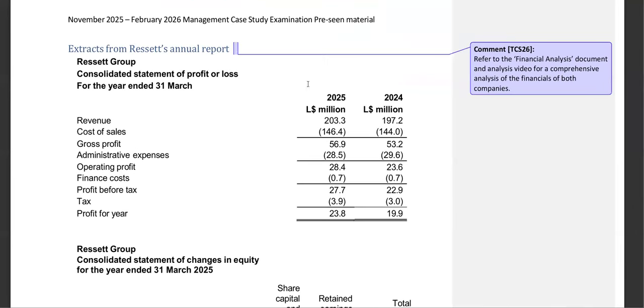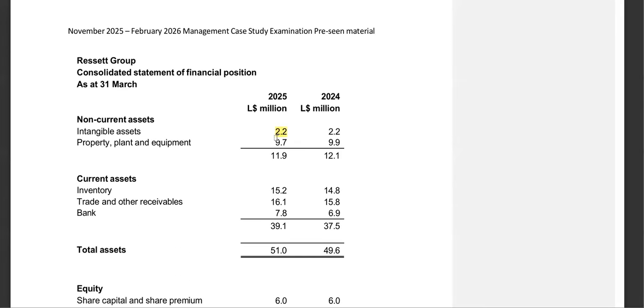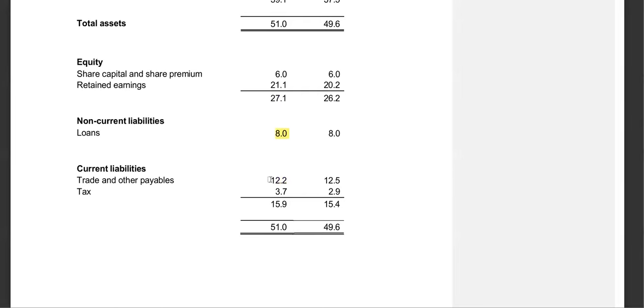So here we are. We have the Ressett Group's consolidated statement of profit or loss. And to these figures, we would add the subsidiary's figures from the SOPL. So it will be a consolidated statement of profit or loss, 100% consolidation of the income, expenses, assets, and liabilities. Of course, we would not consolidate the equity, but the assets and liabilities would be consolidated 100%. So that's where you should start your answer.